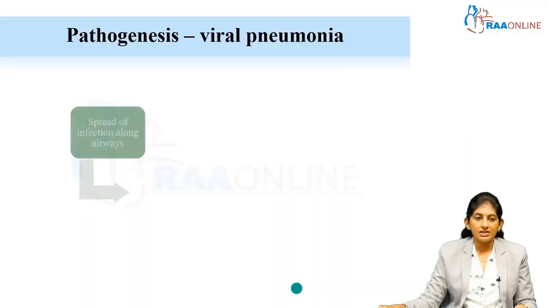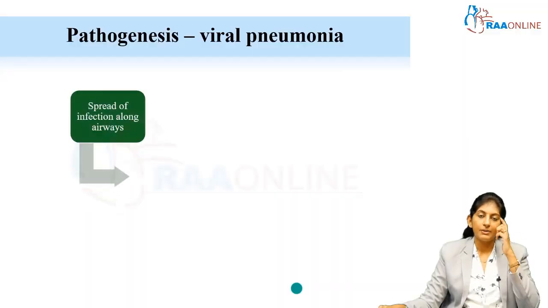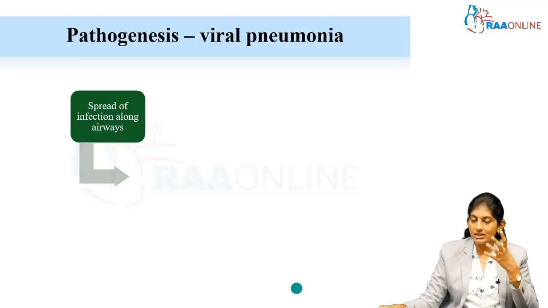So the pathogenesis will vary for a bacterial pneumonia and a viral pneumonia. And among the bacterial pneumonia also, the Streptococcus pneumonia will cause a particular type of consolidation, whereas Mycoplasma will be totally different. So we will read about why this difference exists. So coming to the viral pneumonia.